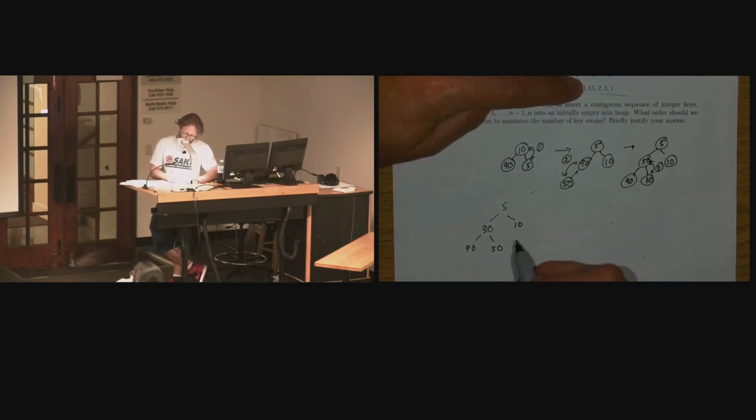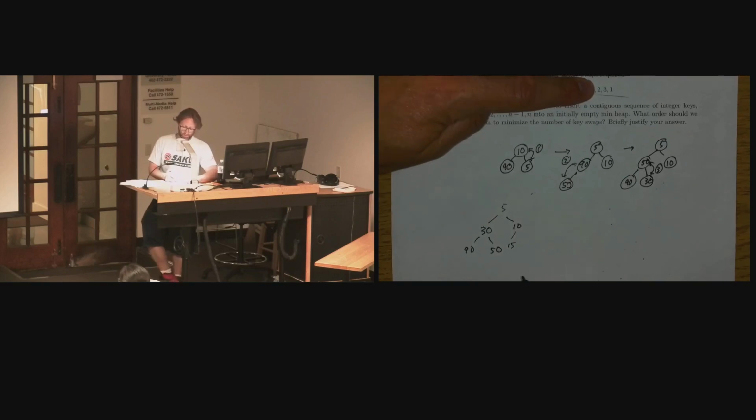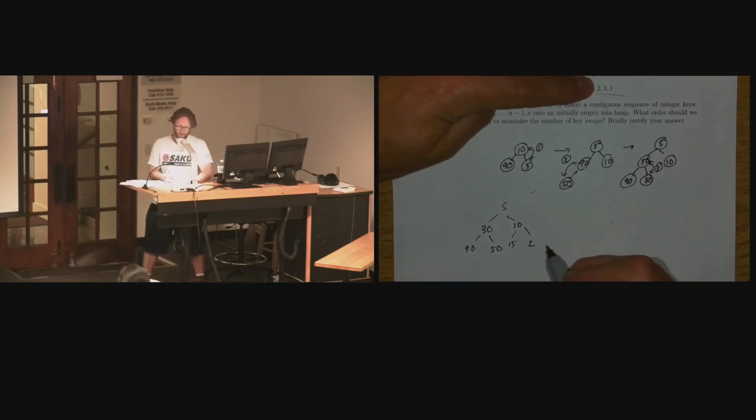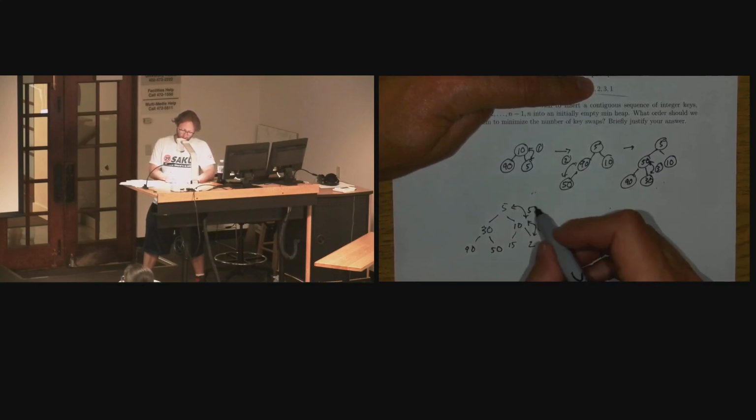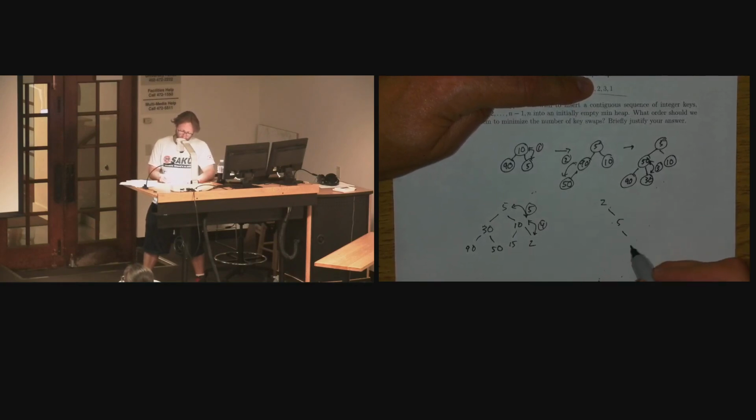Next is 15. That gets inserted over here. Does it get swapped at all? Nope, because it's greater than its parent. 2 gets inserted over here. What ends up happening is these get swapped, and then these get swapped. So 3, 4, and 5. And we end up with 2, 5, 10. 15 is unchanged. 30, 90, and 50.